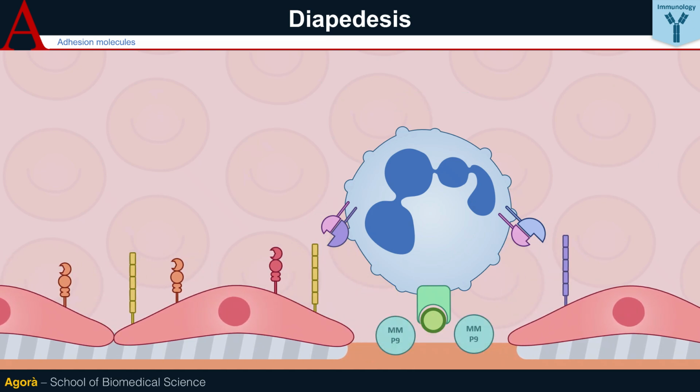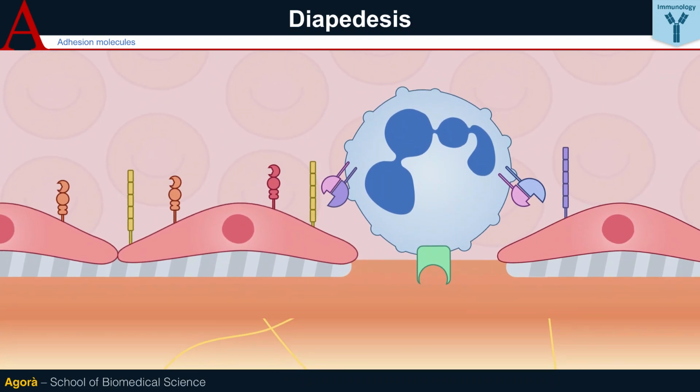Once the leukocyte passes through the endothelial cells, it becomes able to produce the metalloproteinase MMP9, an enzyme that degrades the basement membrane and allows the leukocyte to migrate into the lamina propria.